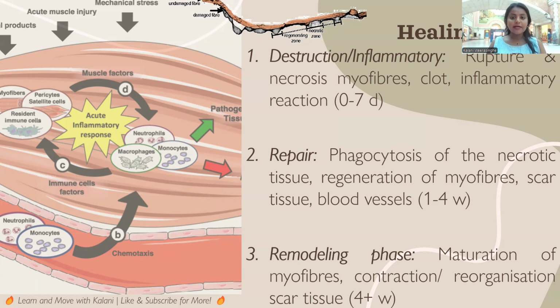Second phase is the repair phase. It goes from 1 to 4 weeks. In this phase, phagocytosis, where the removal of dead tissue occurs, and myofiber regeneration and scar tissue formation also take place. Finally, the remodeling phase takes place, which goes for 4+ weeks. In this particular phase, maturation and reorganization of the muscle fibers occur, and scar tissue contracts to allow better function.